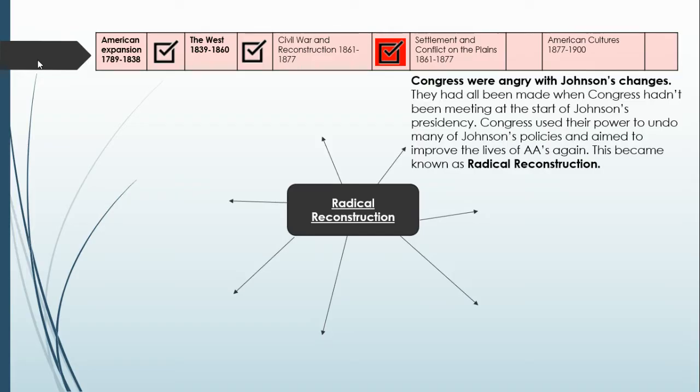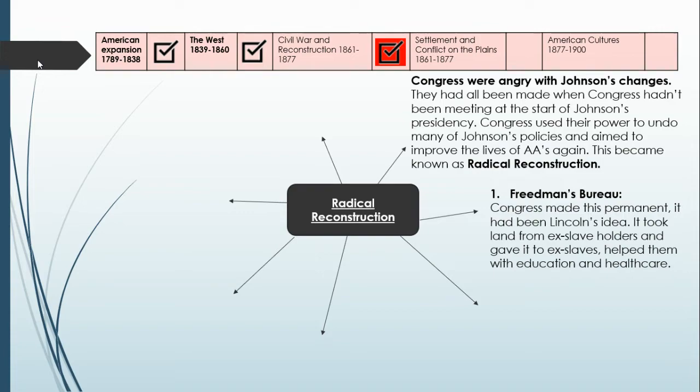So what Congress do is use their power to undo many of Johnson's policies, and they aimed to improve the lives of African Americans again. So this period is known as Radical Reconstruction. I want you to think of radical Republicans coming in and reversing these changes that Johnson has made.